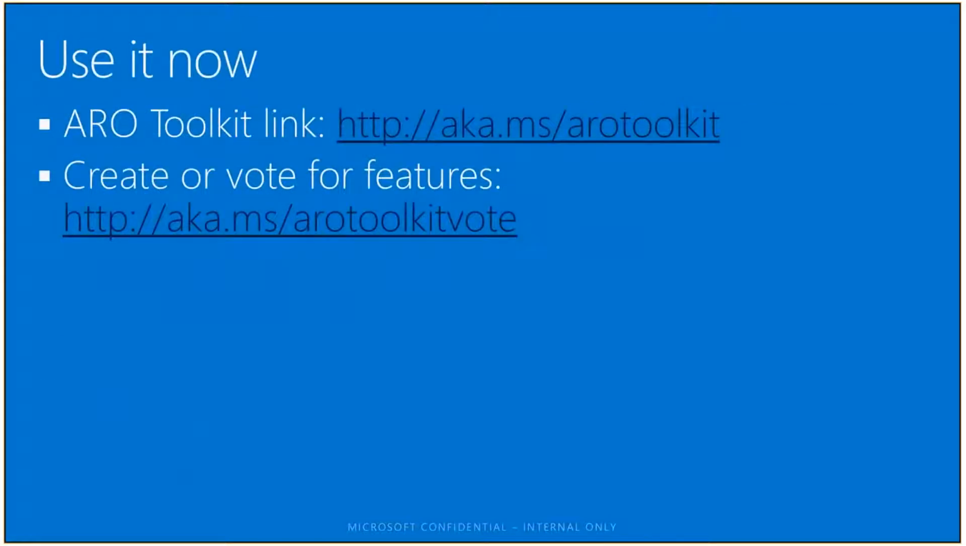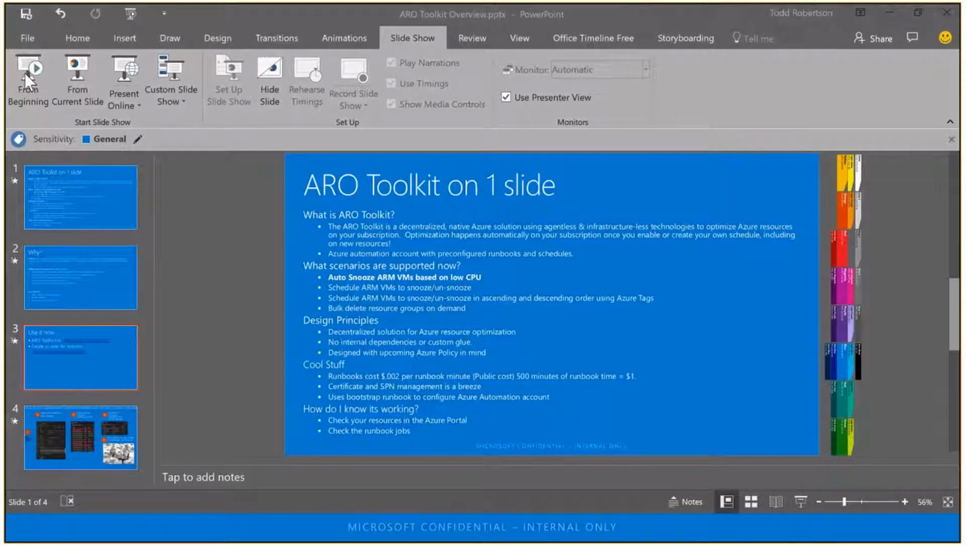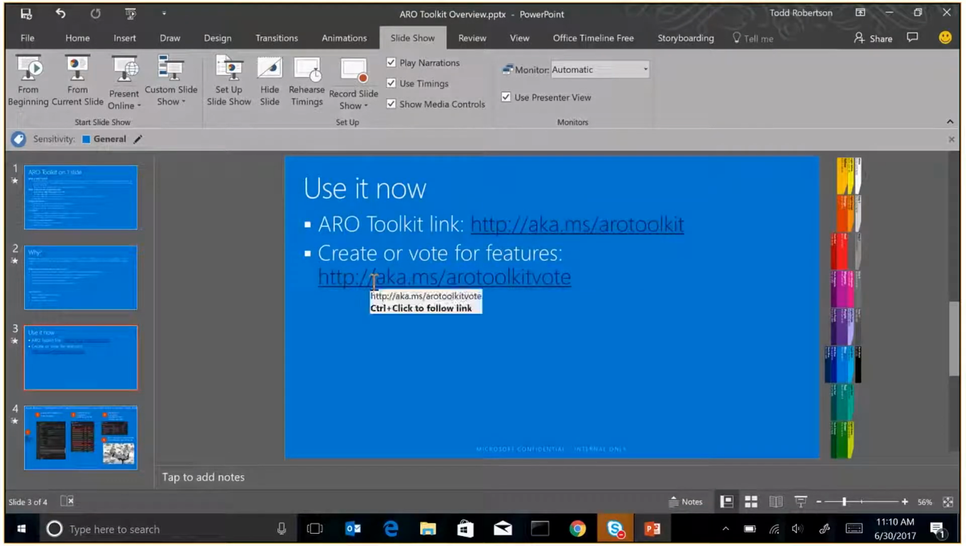So use it now. I think the first one is where you go to actually deploy the thing, aka.ms ARO Toolkit. Second one is now you can create and vote for new features. This is open to the public. It's always been designed to be open to the public. So create and update new features, aka.ms ARO Toolkit votes. And that's actually just a user voice, which a lot of the Azure product groups and other teams use. So let's do the easy one. Let's look at the user voice first.